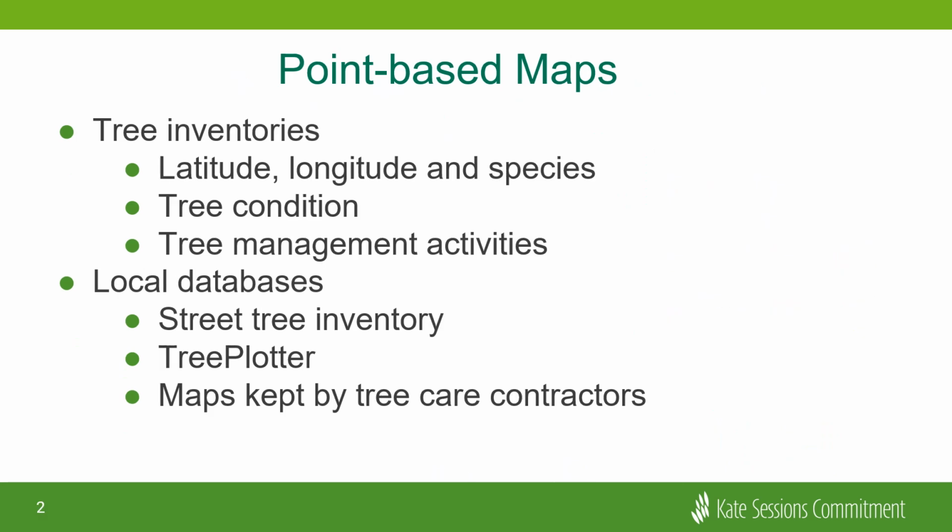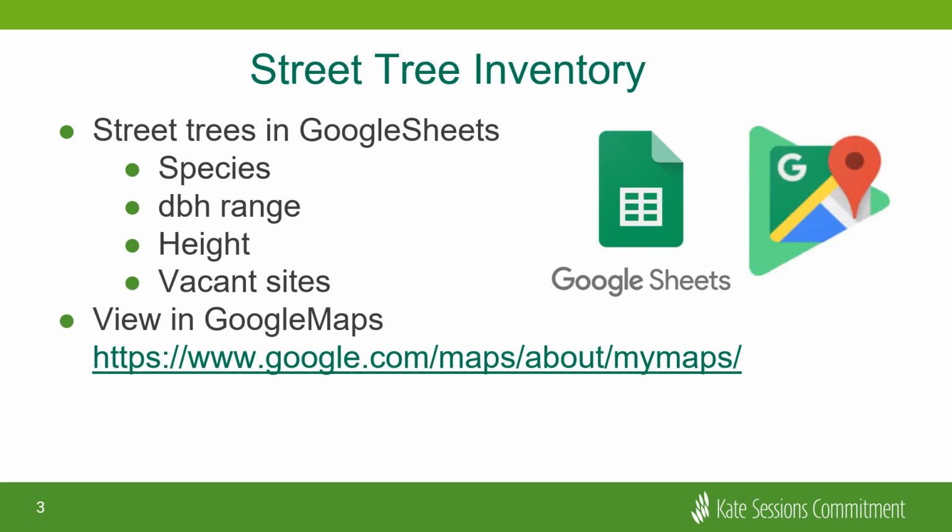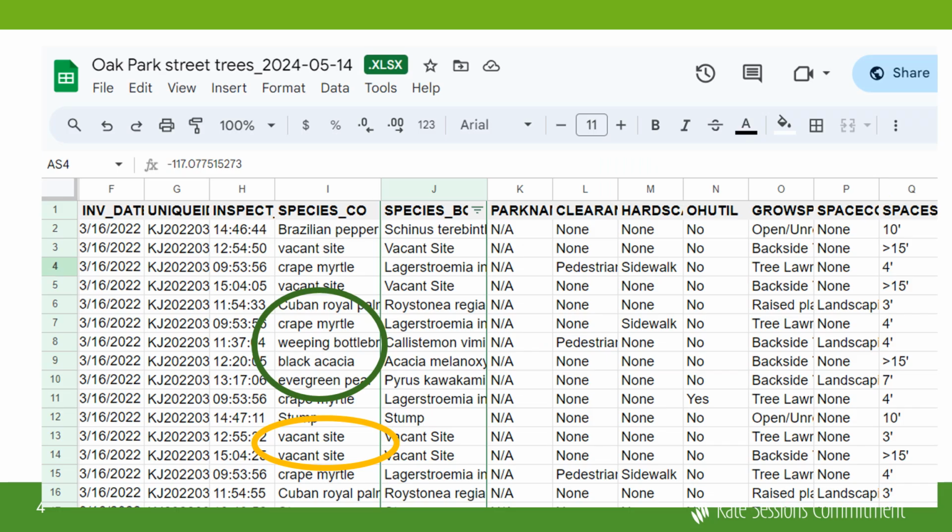We'll start with tree inventory maps, which mark each tree with latitude, longitude, and species. Data can be added for tree condition and management activities, and there are many local databases. Street trees in the city of San Diego have been inventoried by contractors, with grants of about $1 million from CAL FIRE. We'll show you how to apply these to view existing street trees and places to plant them.